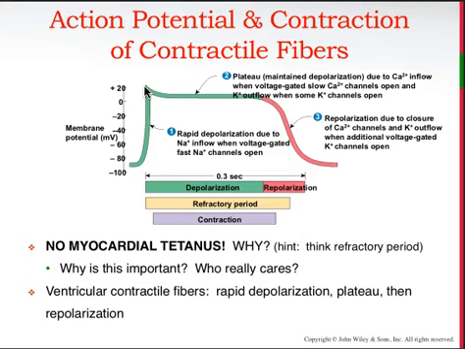Just remember, we have switched gears here. We are not talking about autorhythmic fibers. We are talking about contractile fibers. These fibers are different in that they have a stable resting membrane potential right down there, about negative 90 millivolts. When we bring them up to threshold, we form an action potential.